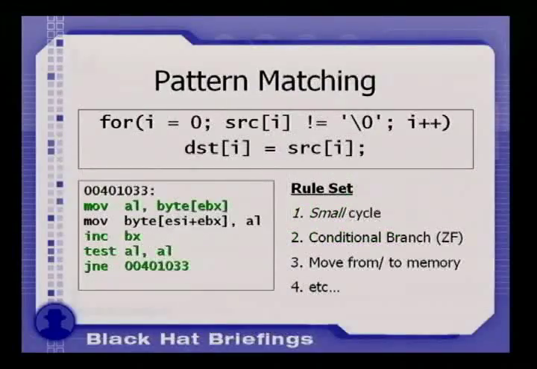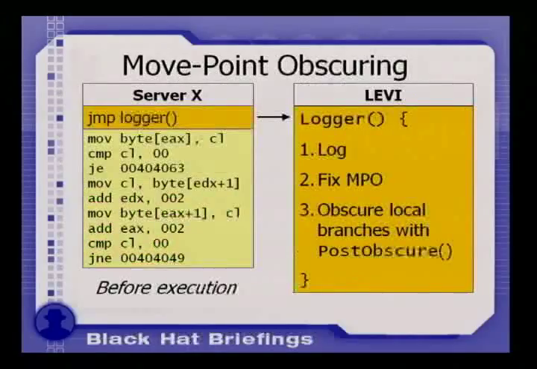Other requirements are, okay, if the user writes his own code and doesn't use an insecure function or writes an insecure sorting routine, you want to be able to watch those buffers at runtime as well. So some of the rules for the pattern matching technique are there's a small cycle, there has to be a conditional branch, it has to be moving from memory to register to memory, etc. There's a whole bunch of them. That's beyond the scope of this presentation.